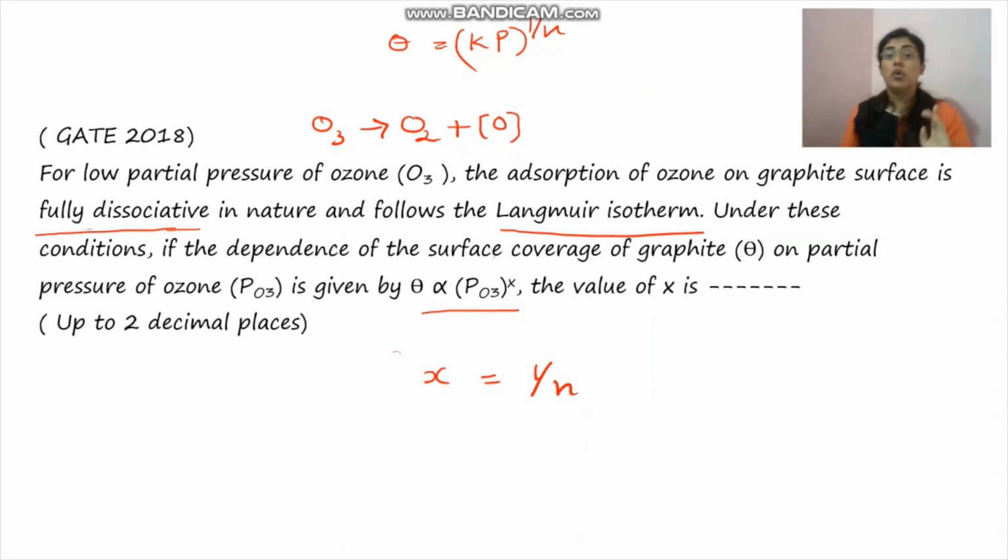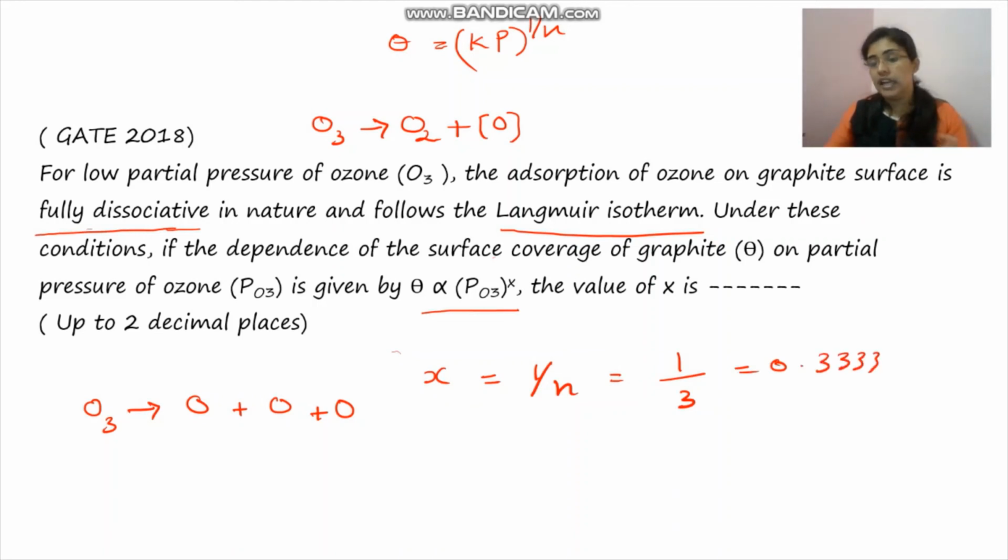But here it is told that ozone is fully dissociative. If it is fully dissociative, it would mean that ozone would split into O plus O plus O. So it's splitting into 3 oxygen atoms. It does not split into O2 and O because it is fully dissociative. Instead of n, I can substitute the value 3. So 1 by 3, and this would come out to be 0.3333, and so on.